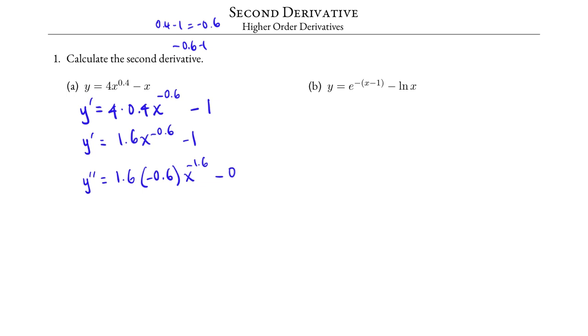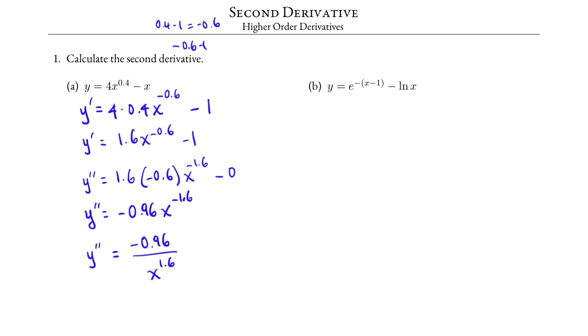And then we simplify this further. Y double prime equals 1.6 times negative 0.6 is negative 0.96 x to the negative 1.6. If you want the answer in positive power, then y double prime equals negative 0.96 over x to the positive 1.6 power. And that is the second derivative.